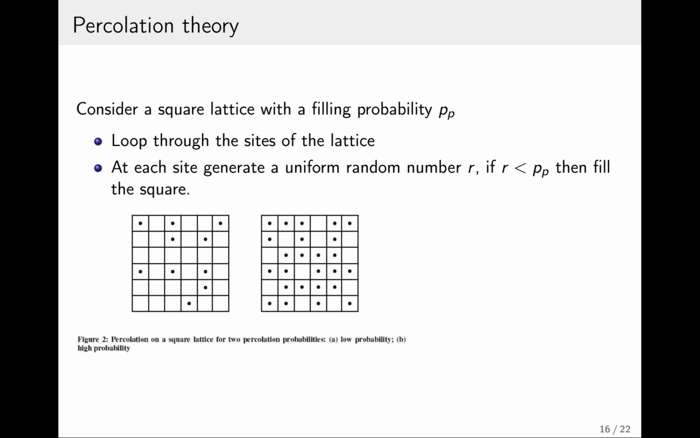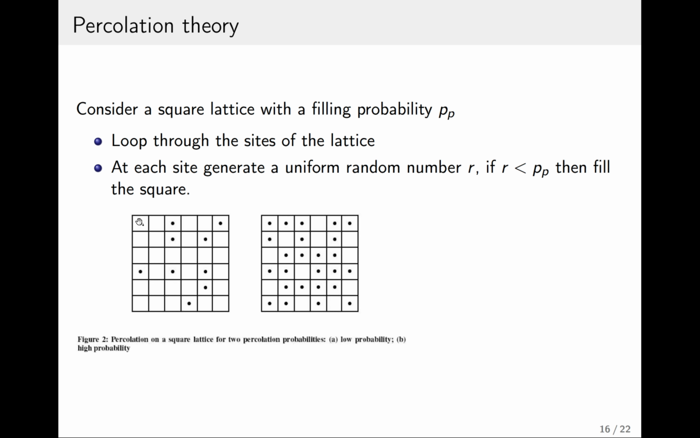Okay, so the simple example we're going to look at is something called percolation theory. This is just to give you some idea of how simulation can be applied to a physics model. So what happens is you have a grid square. This is a little model, and what you do is loop through each site. At each site, you generate a random number. If the random number is less than the fill probability, this rho p, then the site gets filled.